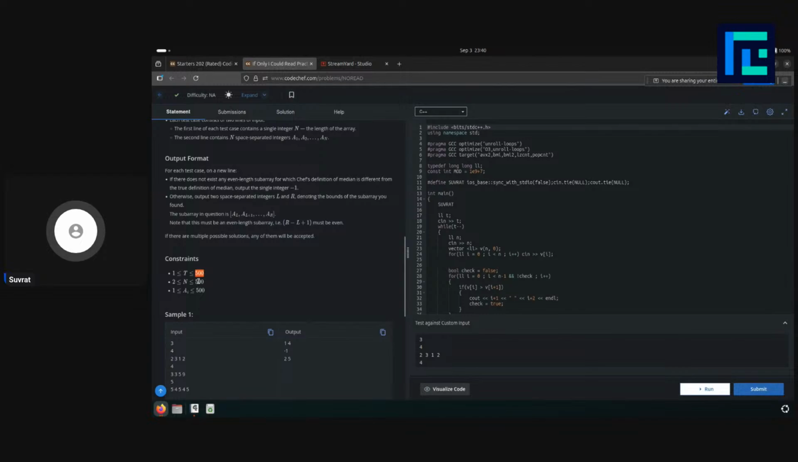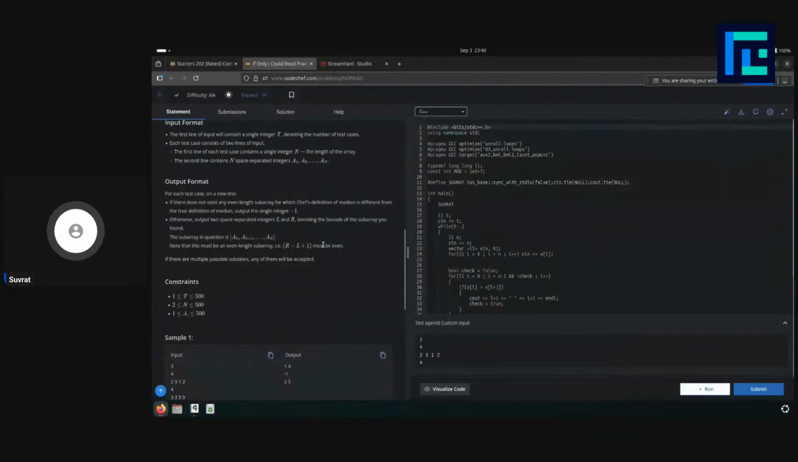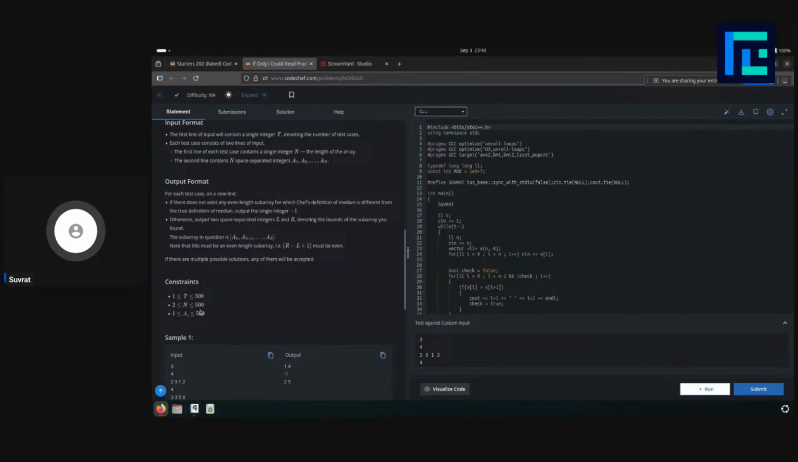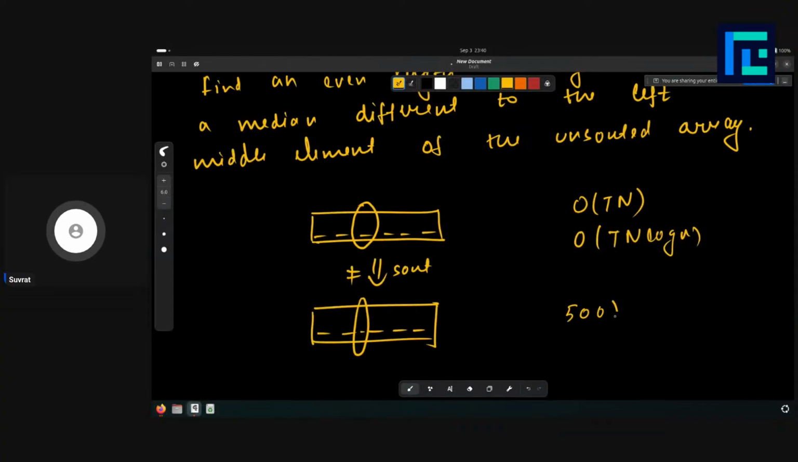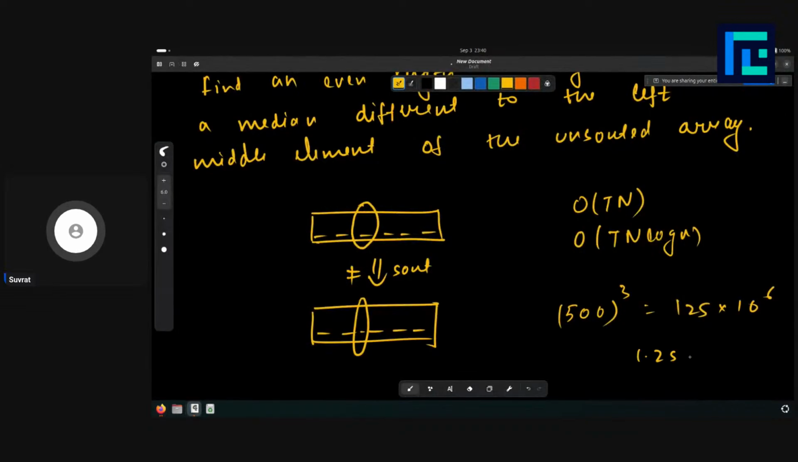So let's see the constraints. T is still 500, and n and ai are still 500. So the expected time complexity would be around O of n or O of n log n, because there is no constraint over the sum of n over all test cases. So O of t times n, or O of t n log n, would be the maximum expected time complexity. N square wouldn't pass, I think, because t n square would be 500 cubed, and that would be 1.25 times 10 to the power 8, and the time limit is just 1 second. So 1.25 times 10 to the power 8 would give TLE in 1 second. So basically expected time complexity would be O of tn or O of tn log n.